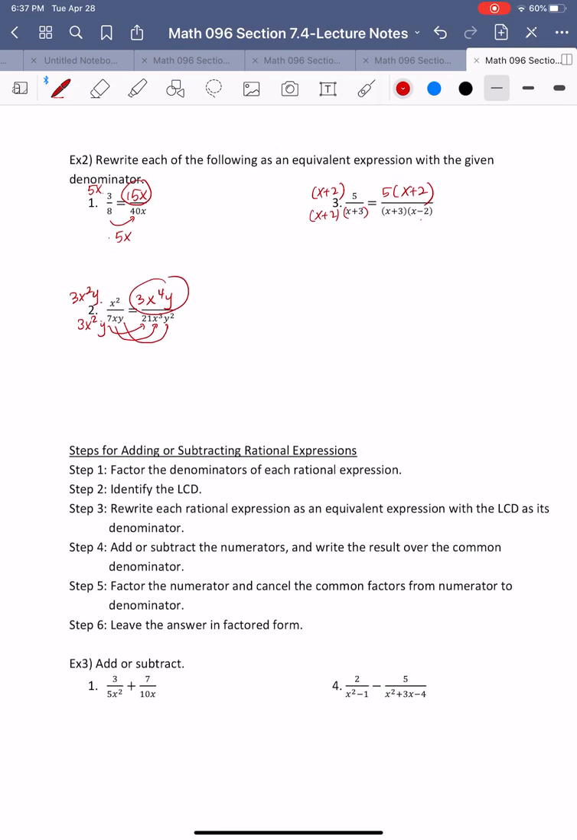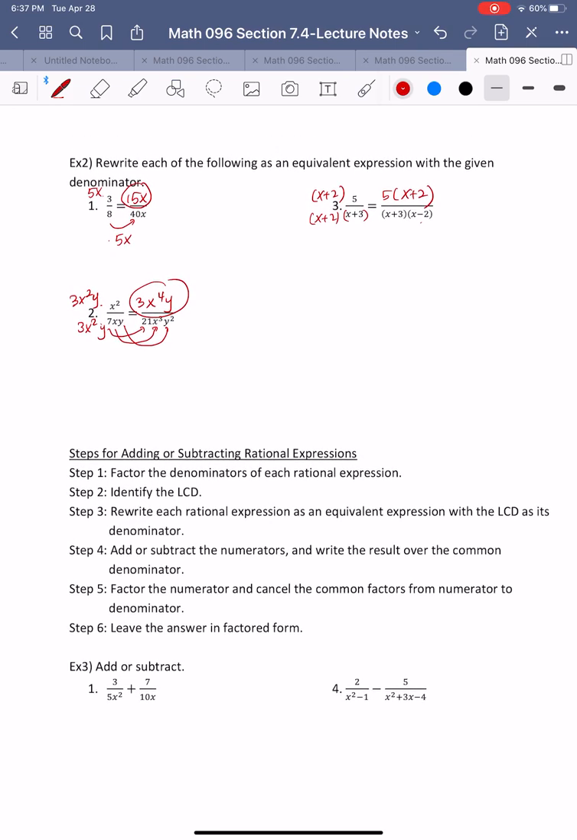Alright, steps for adding or subtracting rational expressions. Number 1, factor the denominator of each rational expression, then identify the LCD and rewrite each rational expression as an equivalent expression with the LCD as its denominator. Then add or subtract the numerators, and write the result over the common denominator. Then factor the numerator, cancel the common factors between numerator and denominator, and leave the answer in factored form.